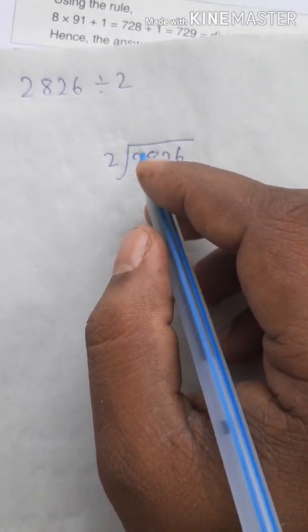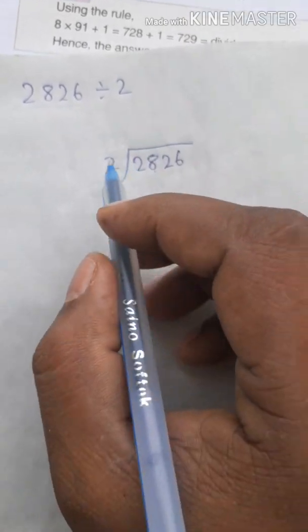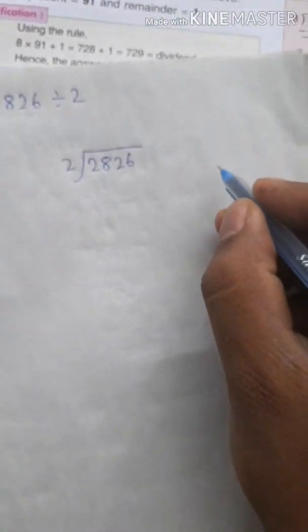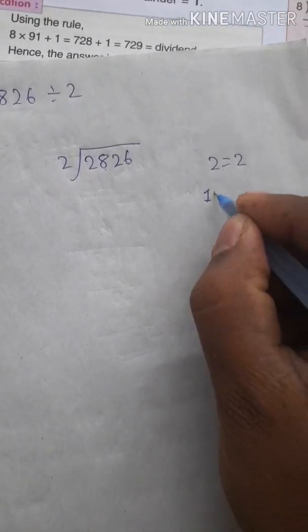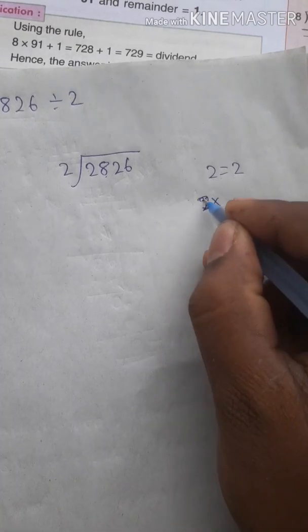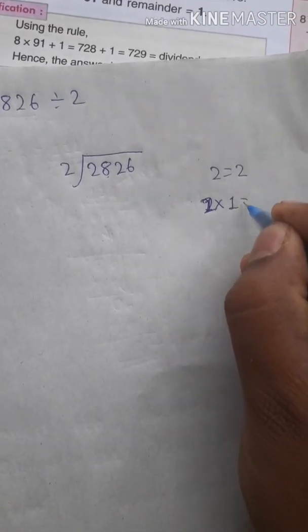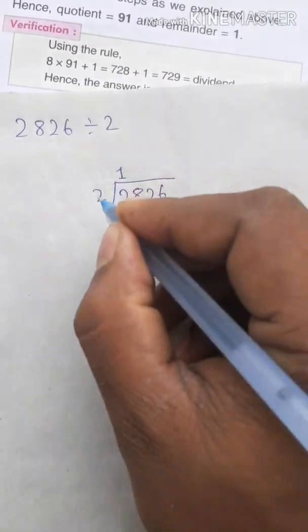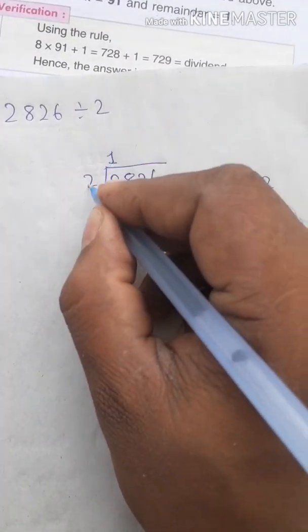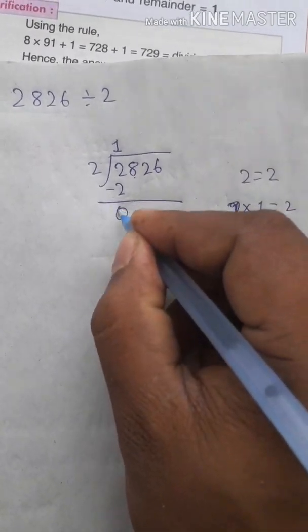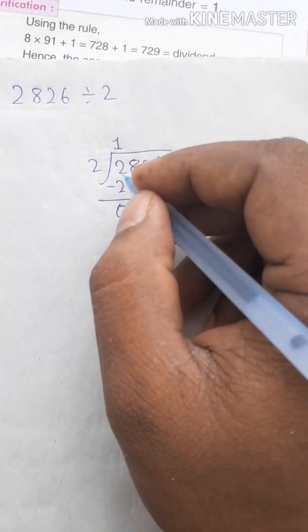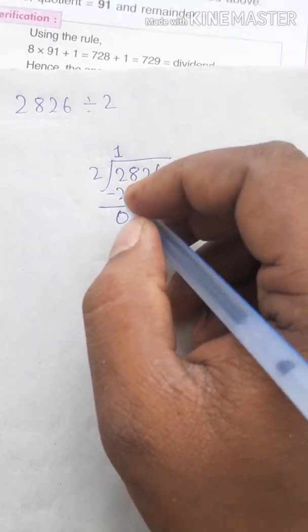So let us compare these numbers. That is, first number is 2. You know that 2 is equal to 2. So now we need 2's table. 2 into 1 is equal to 2. So write 1 here. Then 2 into 1, what is 2 into 1? That is 2. Then subtraction, what is 2 minus 2? Which is equal to 0.